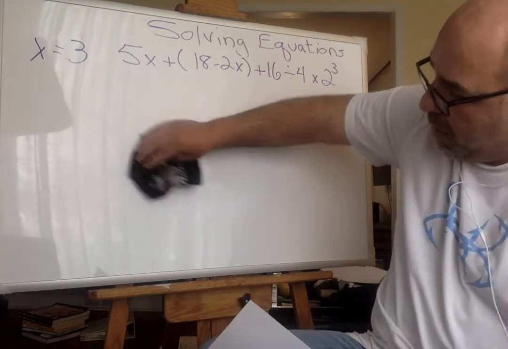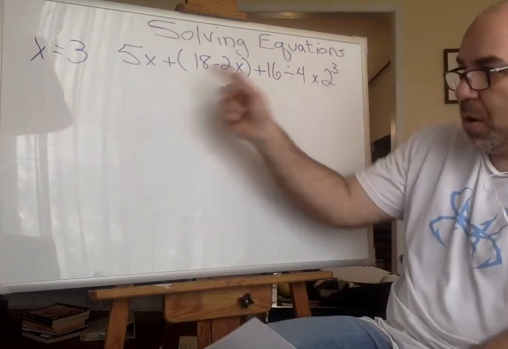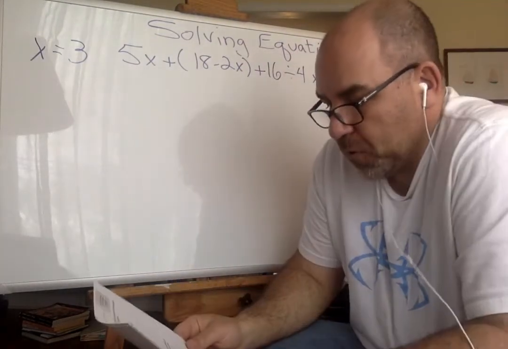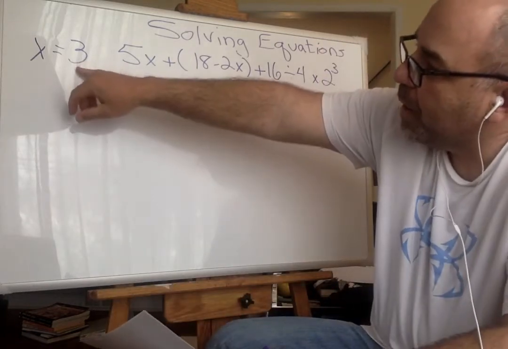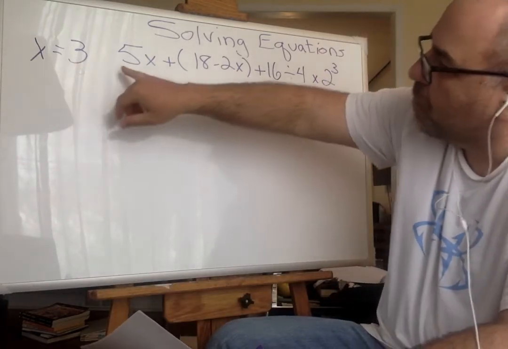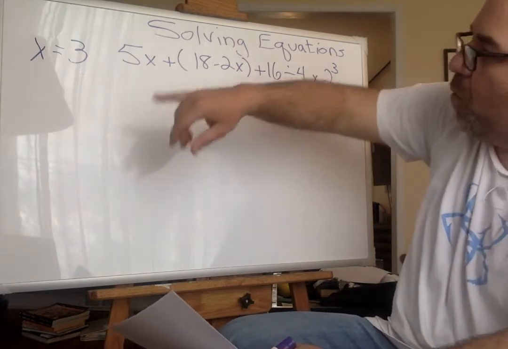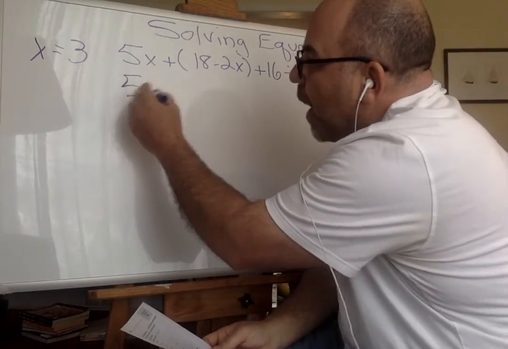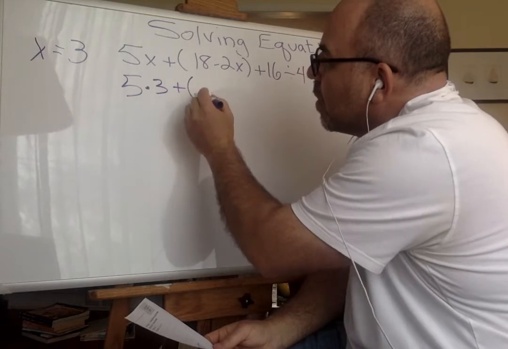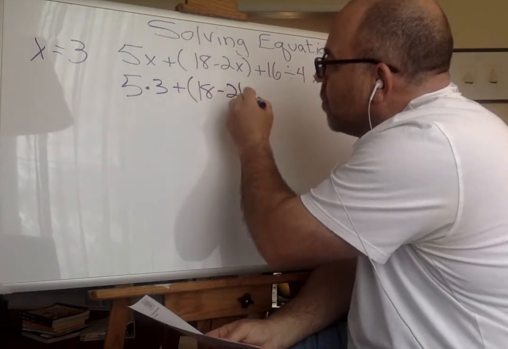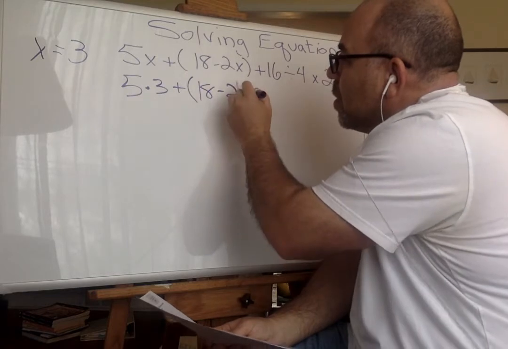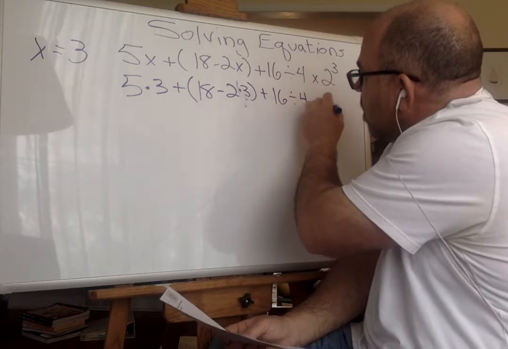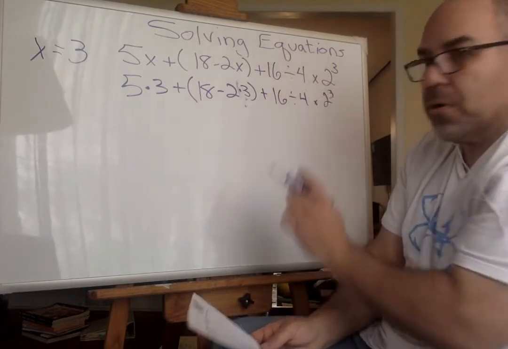All right, now the reason why I skipped number 7, I'm going back to it now, is because it's really long, and I took the time to write it out before I started to record. So you see, there's a whole bunch of stuff going on here. It gave us what the value for x is. x equals 3. So I want to rewrite this whole expression with the variables plugged in. So I've got 5 times 3, I'm going to keep the parentheses, 18 minus 2 times 3, plus 16 divided by 4 times 2 to the third.